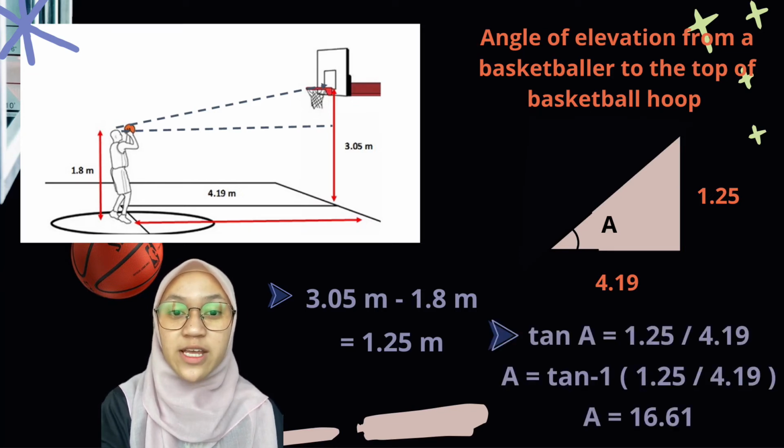Then, to find the angle of elevation from a basketballer to the top of the basketball hoop, we can write tangent A equals 1.25 over 4.19. So A is equal to inverse tangent of 1.25 over 4.19. So the answer for the angle of elevation from a basketballer to the top of the basketball hoop is 16.61 degrees.